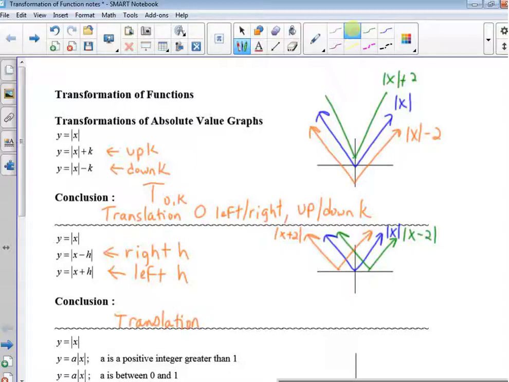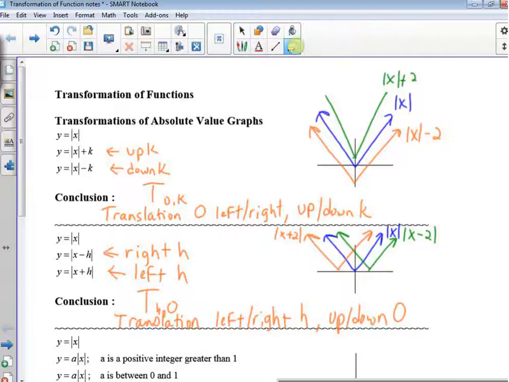But now you're moving left or right amount h, and you're moving up or down 0. So we say capital T and then subscript h, comma 0. Let me make that a little more legible. So h, comma 0.